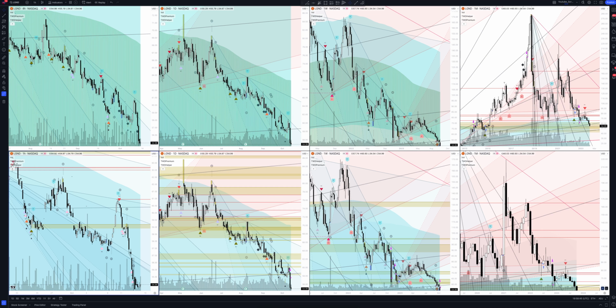Today we will take a look at Ligand Pharmaceuticals Inc. stock. Let's analyze the market situation and find out how you can make money on it. Let's start.